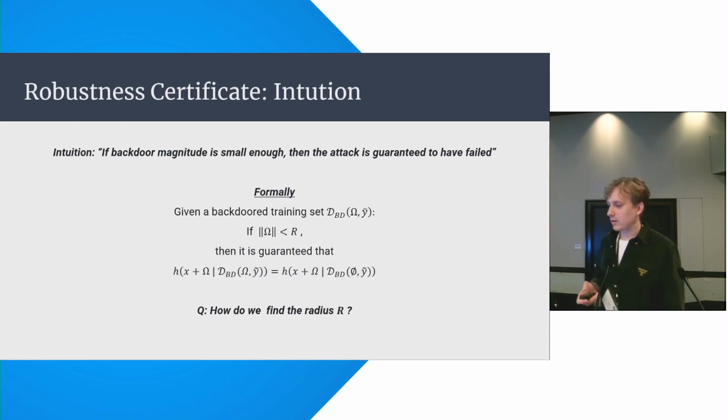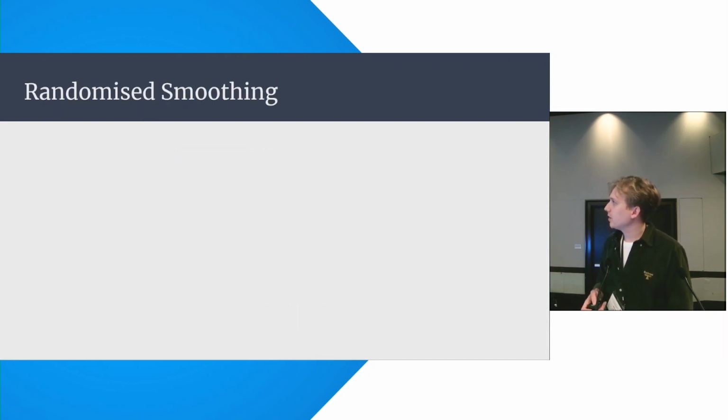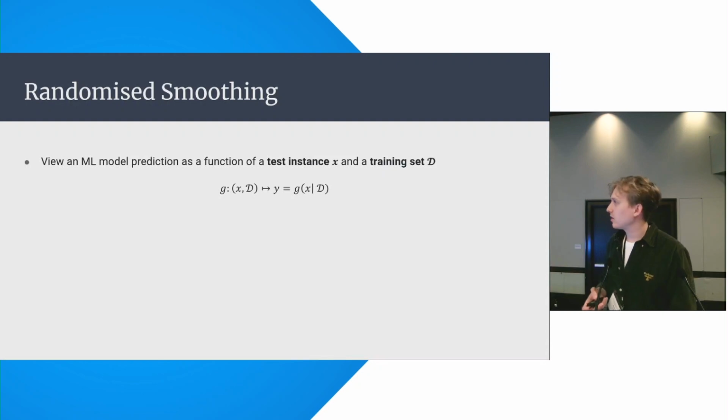The intuition, on a high level, is that if the backdoor magnitude is small enough, then the attack is guaranteed to have failed. More formally, given a backdoor training set, if the radius or the magnitude of the backdoor pattern is smaller than a certain amount, then it is guaranteed that the attack has failed. Now, the question is, how do we find the radius R? Because this is what we need in order to get the certificate. And the answer here is randomized smoothing.